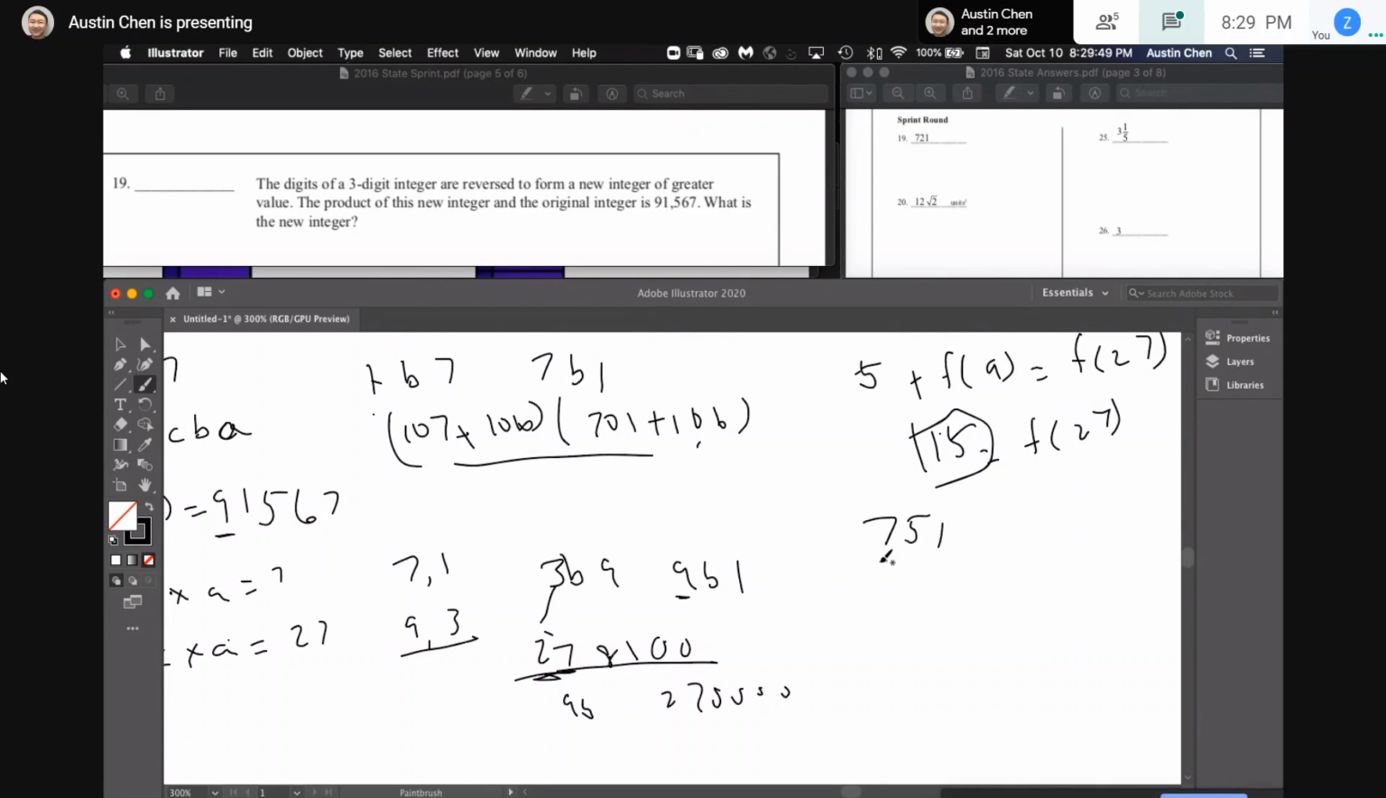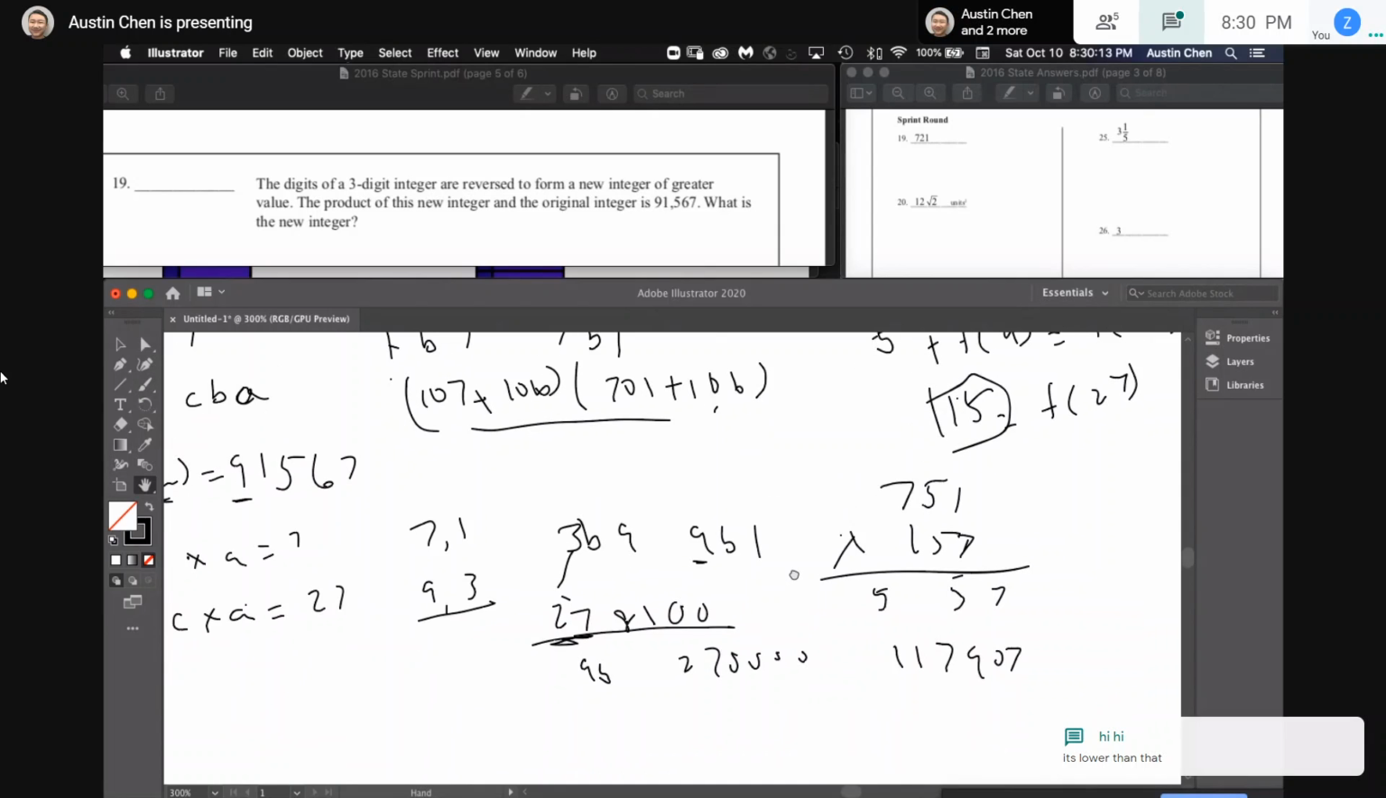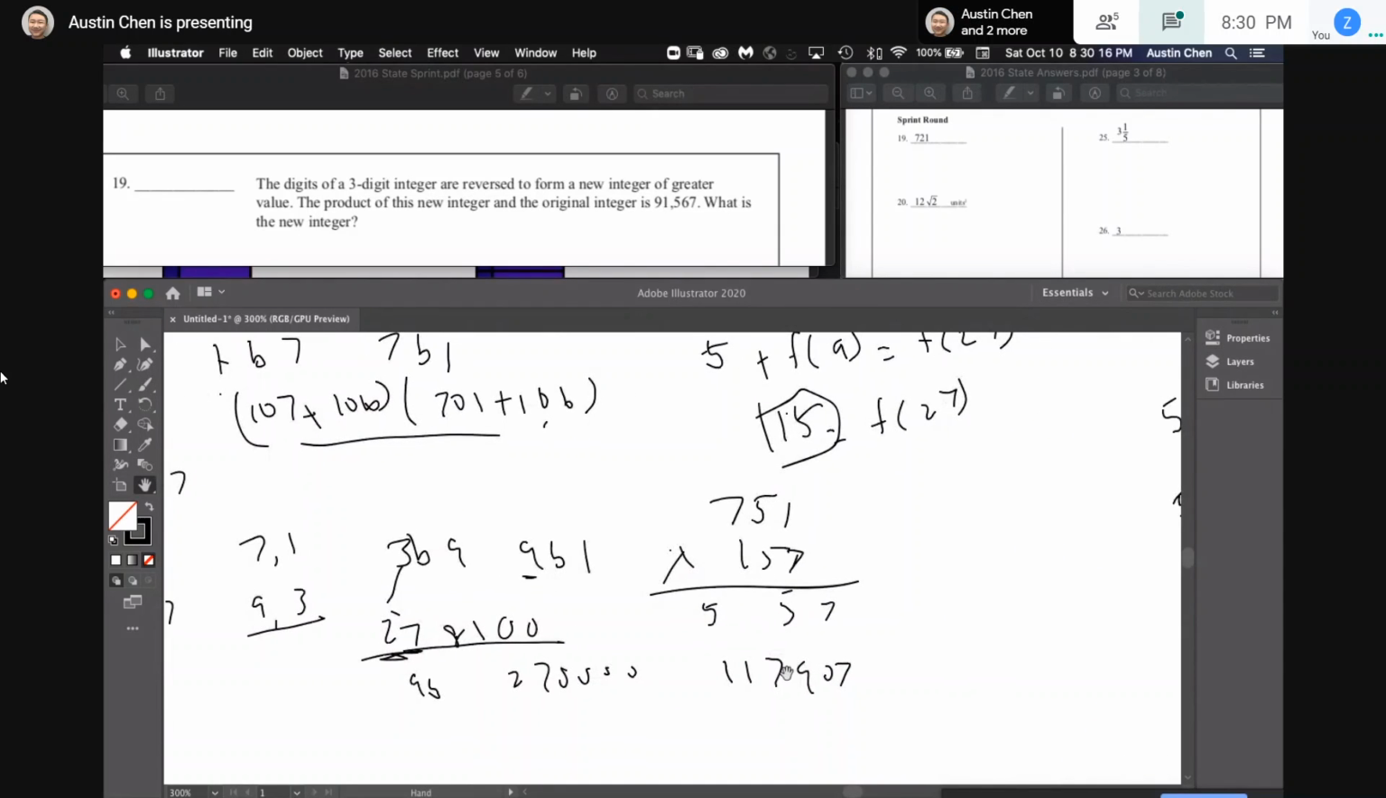Sure. Okay, so we can start by thinking that it's 5, right? And then we just multiply it, and we're going to get some stuff. Okay, I'm just going to multiply on my calculator. So then you get 117907. This is too big, right?